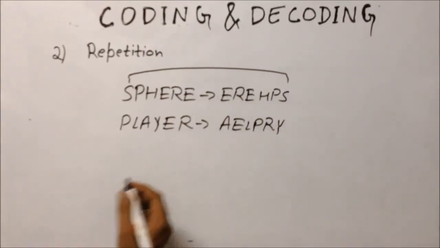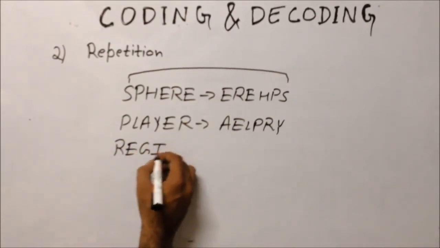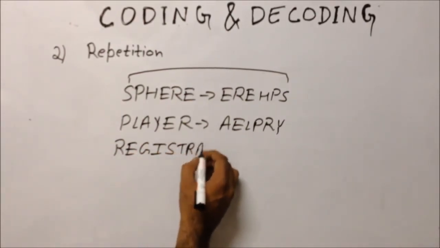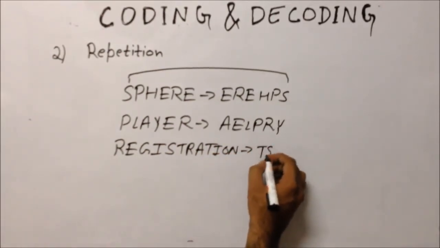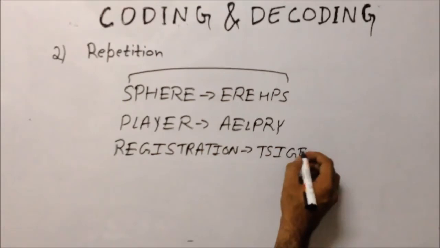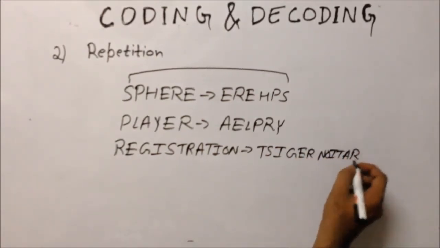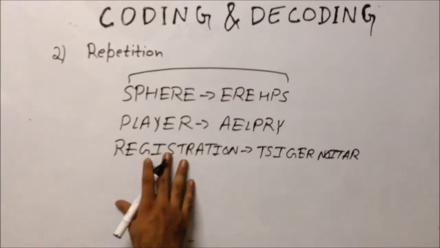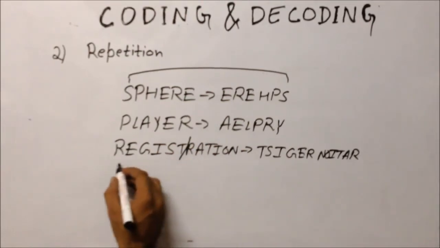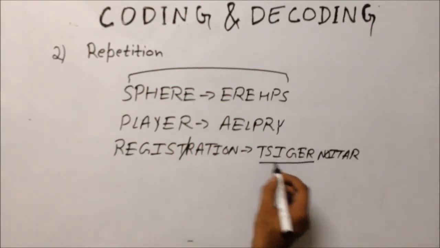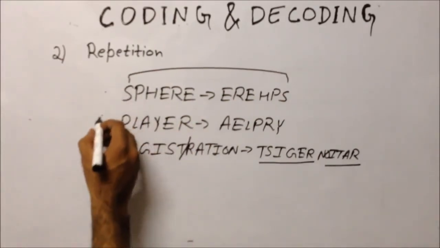There will be another question in this pattern. For example, if the word is registration, R-E-G-I-S-T-R-A-T-I-O-N, and the code for the word registration is T-S-I-G-E-R-N-O-I-T-A-R. Now in this word what we have done is we have split this word into two parts. First is regist and the second is ration. So this is the regist part and the second is the ration part. So these are the examples of repetition pattern.